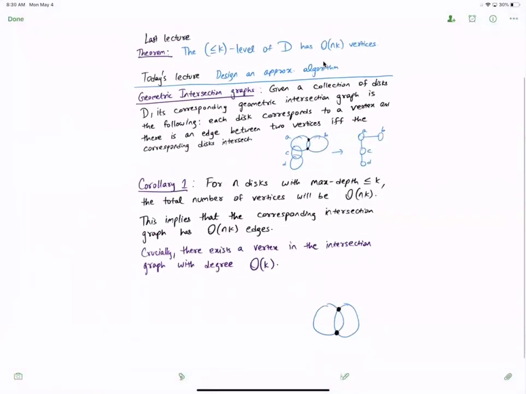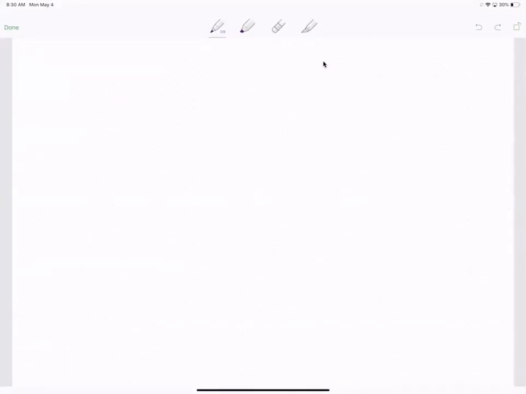Let's keep this in mind and let's go forward. Now, let me call this a lemma and not a theorem. Okay, so now I'll state a lemma which is true not just for geometric intersection graphs, but for general graphs. So let me write down the statement.